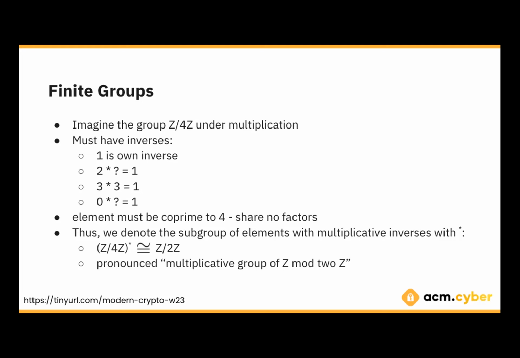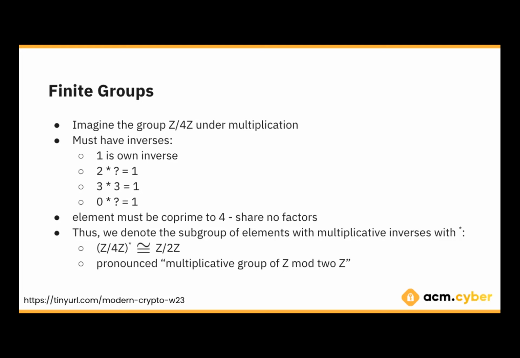So these are impossible. That means for this to be a group, 2 and 0 cannot be in the set. Every element in the group under multiplication has to be coprime to 4, aka it shares no factors. So if we remove these two, we get just 1 and 3, and we multiply and then mod by 4. This star denotes the subgroup: you take the group and then remove some elements. The ones that have multiplicative inverses, we denote with a star. So Z mod 4Z star is these two elements.